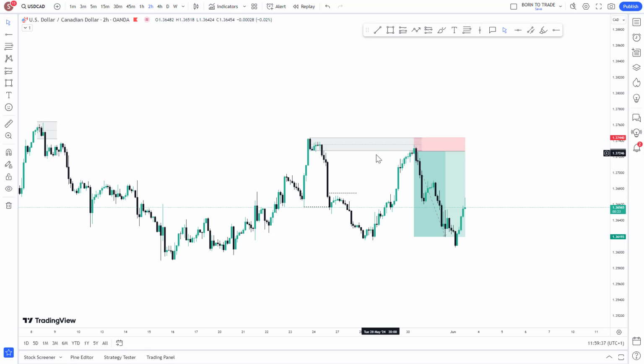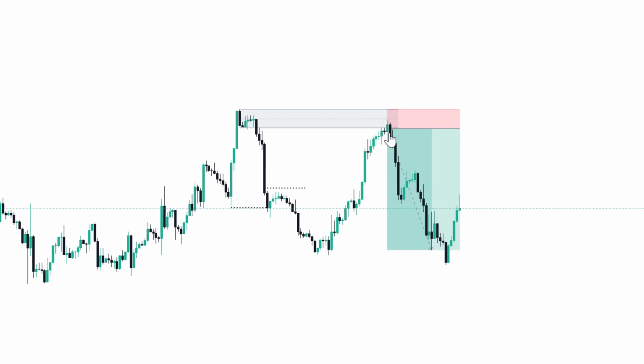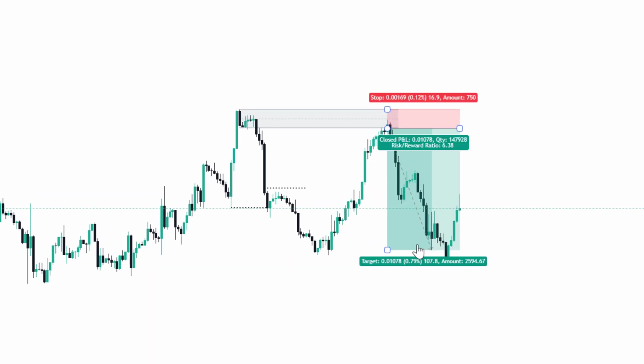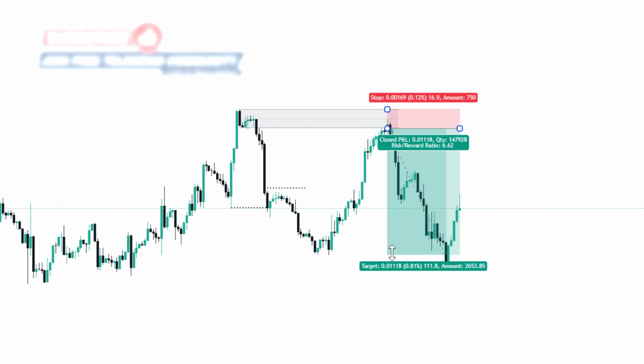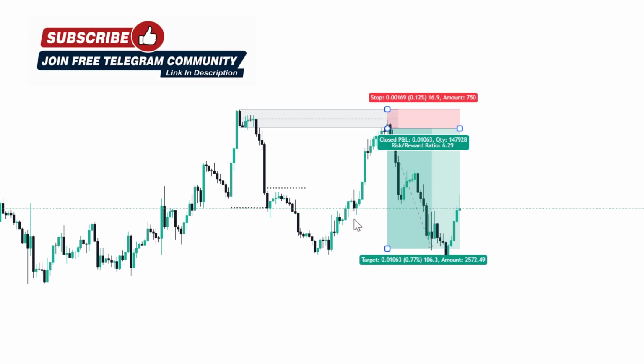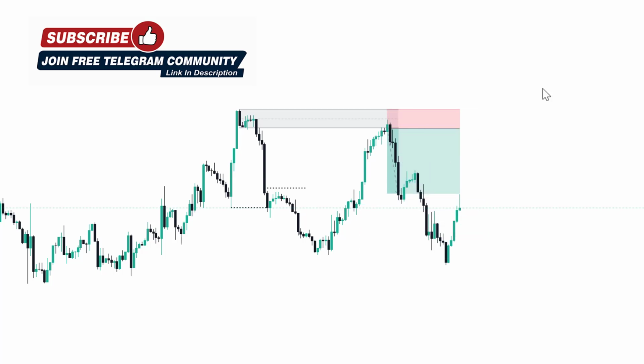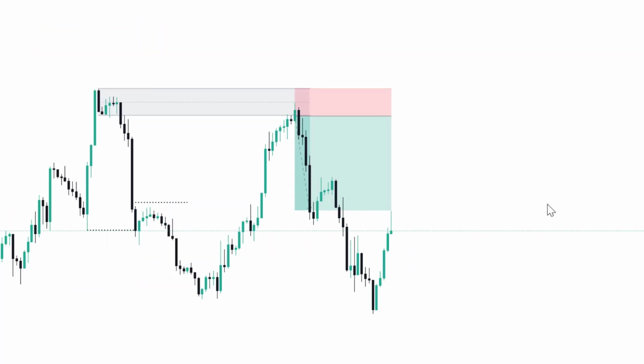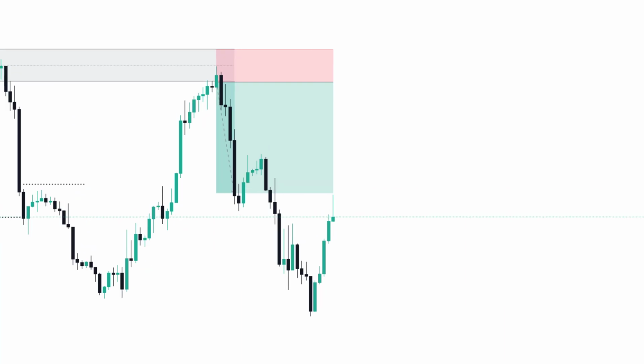This is actually a trade I took with my VIP community, where we got an entry right here, and you see price reacted to the downside. Price presented about 1:7 risk to reward in this particular trade, but this is not actually what I want to talk about. What I'm actually talking about in today's lesson is the turtle soup pattern. And if you zoom in, you can clearly see that we have a turtle soup pattern right here.